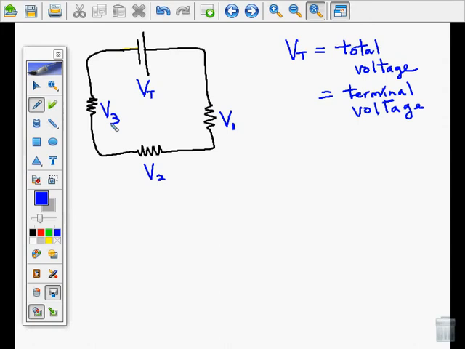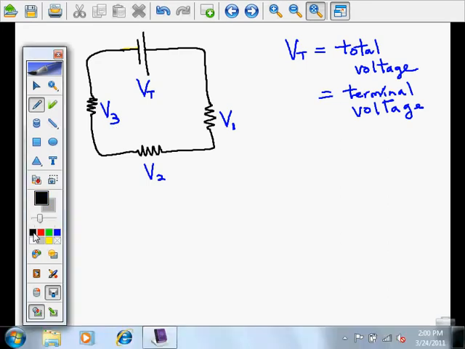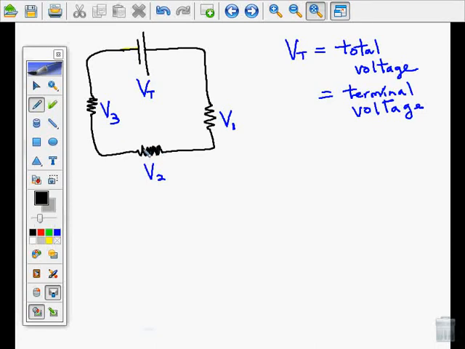Those 3 resistances do not have to necessarily be equal to each other. So let's say that this here is a bigger resistance than this one over here. Well, then this light bulb here would probably require more of the energy. So V1, V2 may or may not be equal to each other, depending on whether the resistances are equal to each other.